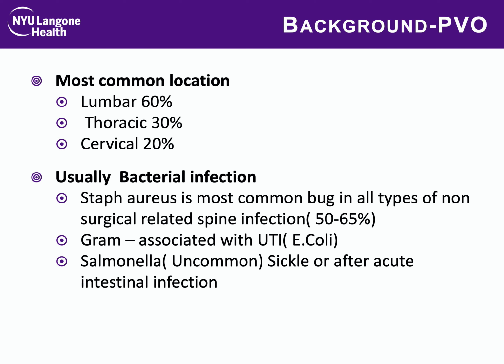So the term pyogenic means purulent or pus forming. So these infections are usually bacterial. Staph aureus is the most common bug. It's responsible for 50 to 65% of these cases. You can also have gram-negative infections. Most common bug is E. coli, and it's usually associated with a urinary tract infection. You also can have salmonella, which is actually uncommon in clinical practice, but commonly tested. And this usually affects patients who have sickle cell anemia or after an acute intestinal infection.